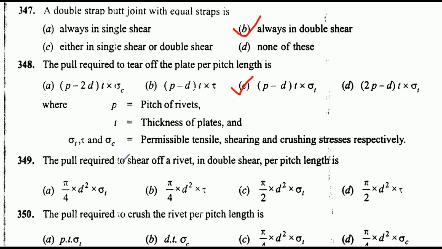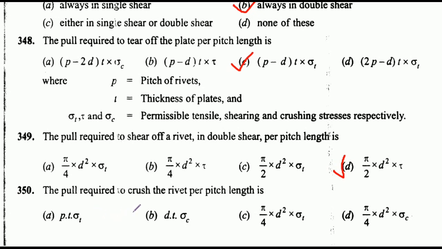Next is, the pull required to shear off a rivet in double shear per pitch length is, here friends these are the options, and here correct answer is option D, that is pi by 2 into d square into tau. Next is, the pull required to crush the rivet per pitch length is, here friends these are the options, and here correct answer is option B, that is d t into sigma c.